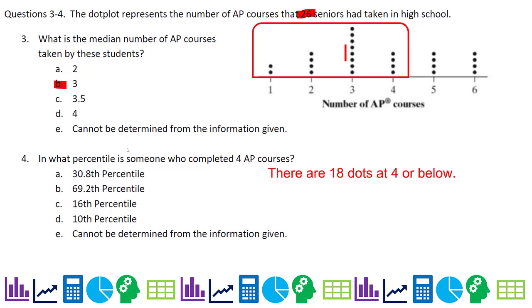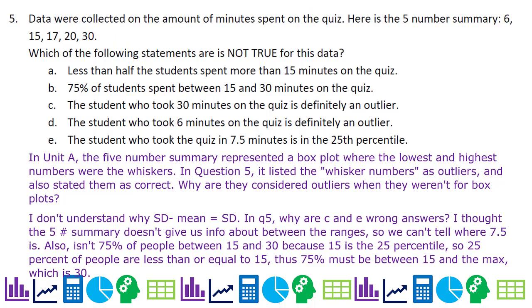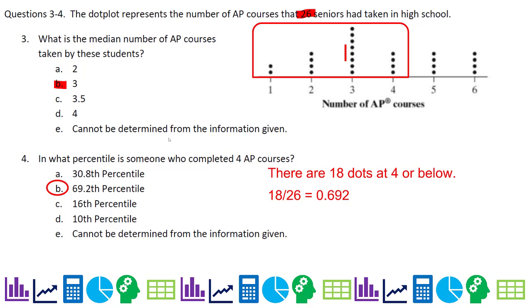Now let's say, what percentile is someone who completed 4 AP courses? So we look at or below. There are 16 data points in this box. So we're just going to take 16 out of 26, which is 61.5%, also known as the 61.5th percentile. On to question 5.